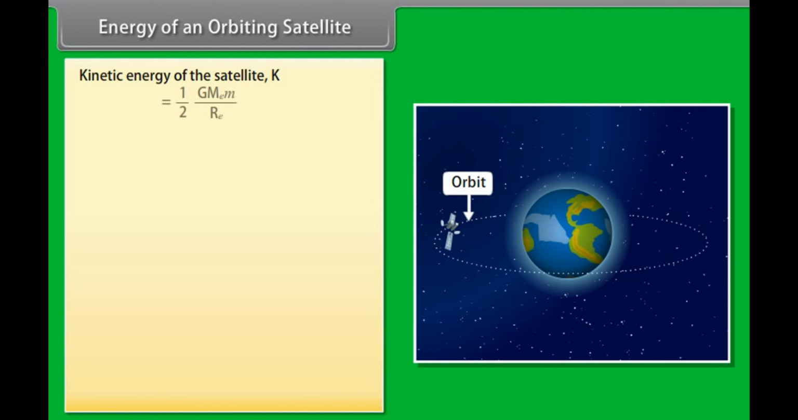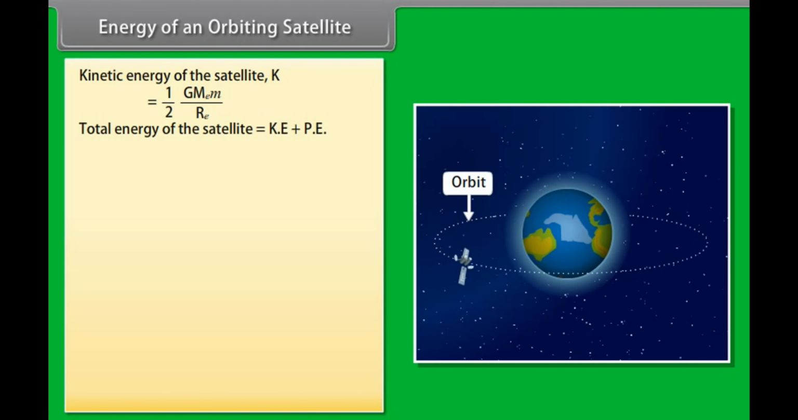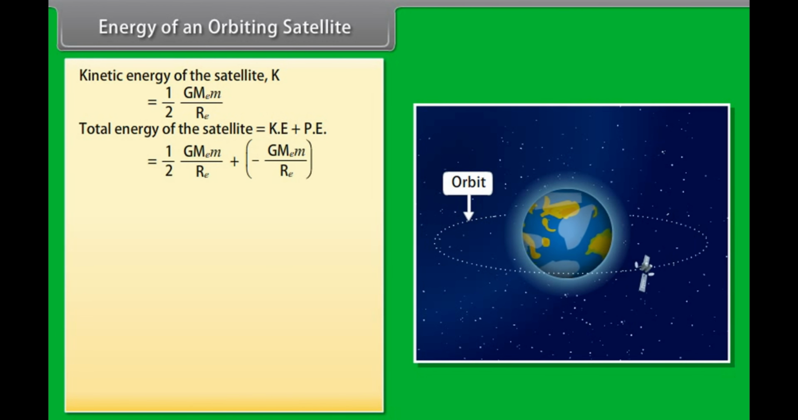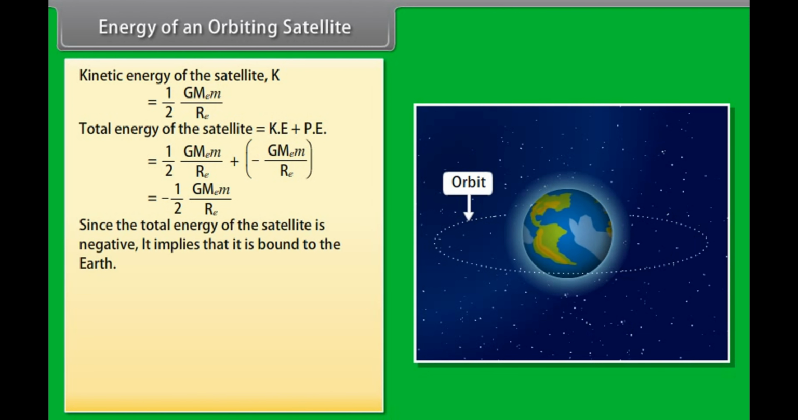Kinetic energy of the satellite, K. Total energy of the satellite is equal to kinetic energy plus potential energy. On calculating, we get total energy is equal to -1/2 GMeM/RE. Since the total energy of the satellite is negative, it implies that it is bound to the Earth.